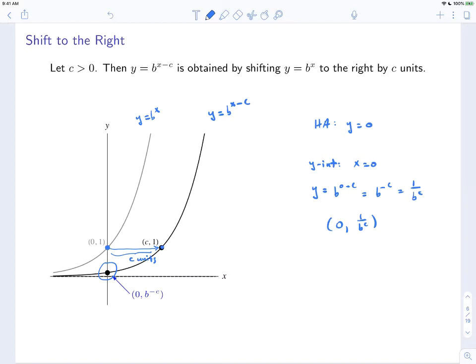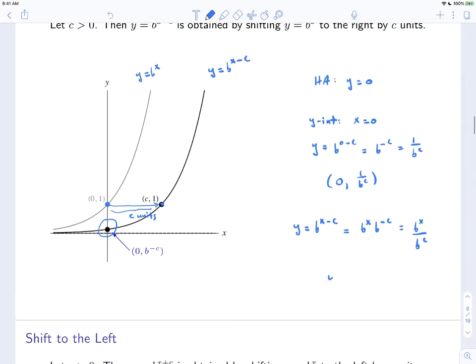Notice that when you shift to the right, you obtain another exponential function. So y equals b to the x minus c. That's the same as b to the x times b to the negative c, which is b to the x divided by b to the c. So this is y equals 1 over b to the c times b to the x. So this is another exponential function.